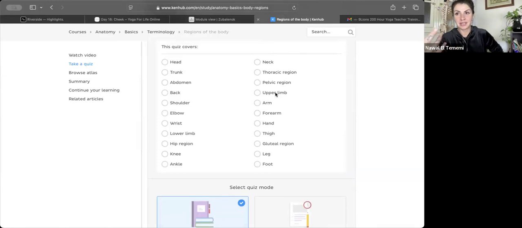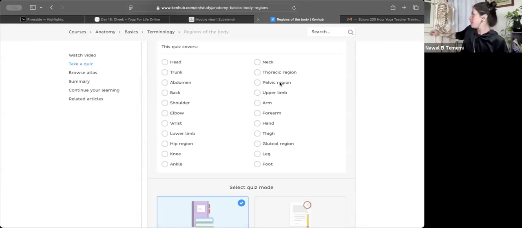Pelvic region is the same as hip region, but hip region, you could say it's even more on the outside: the glutes, the piriformis, glute medius, glute max. All of these surrounding muscles would be more hip region. When I say pelvic region, I would be thinking more of the pelvic basin, the two iliac crests and the sacrum or the low back and the tailbone and the little pubic symphysis.